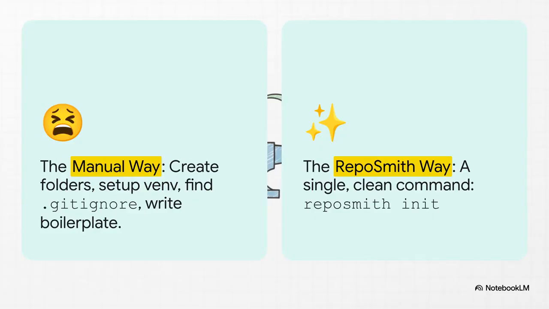And this slide, right here, well, this is the whole pitch. On the left, you've got the old way, the manual way. That whole soul-crushing checklist of stuff that's super easy to get wrong. And on the right, the RepoSmith way. One command, that's it. That's the promise we're going to dig into.